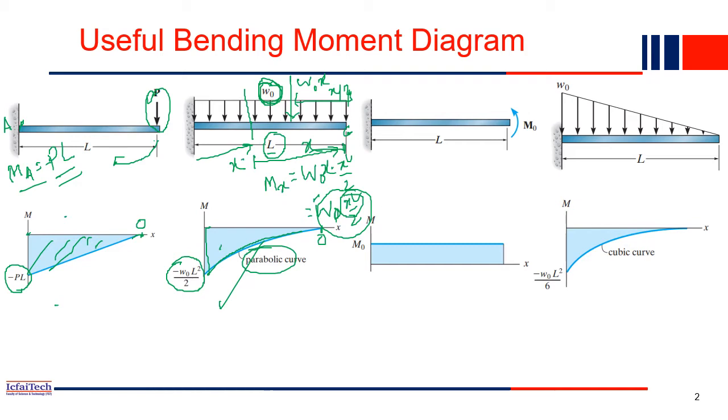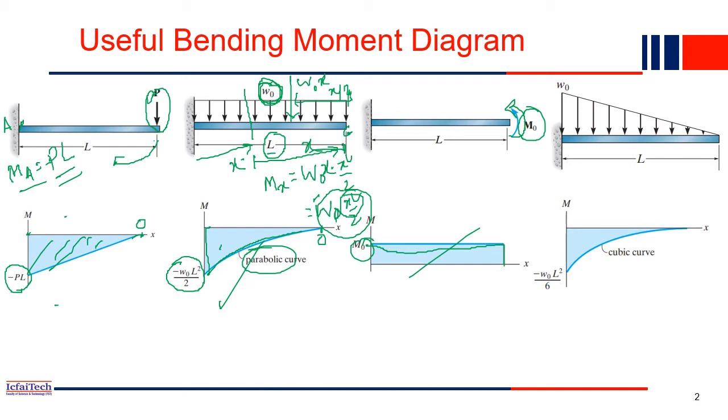Now if you see this figure, this is the cantilever beam, and only a single moment M naught is acting at the end. So what will be the moment diagram then? This M naught will be constant throughout the length. So this is a simple moment diagram, a rectangular block.